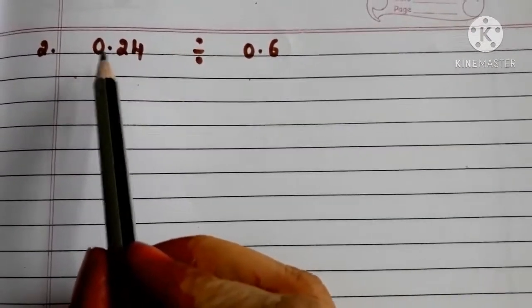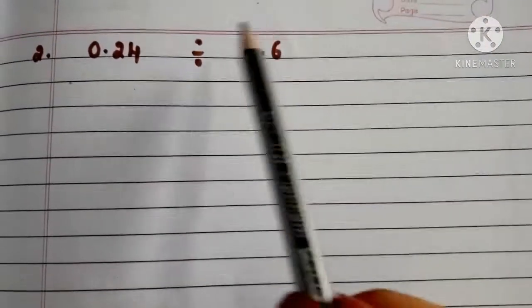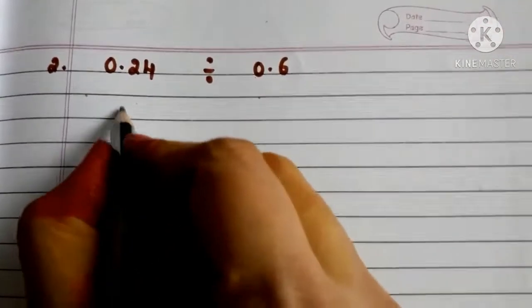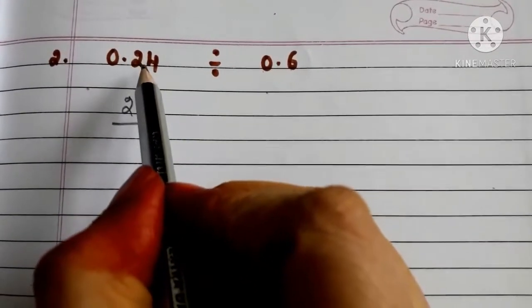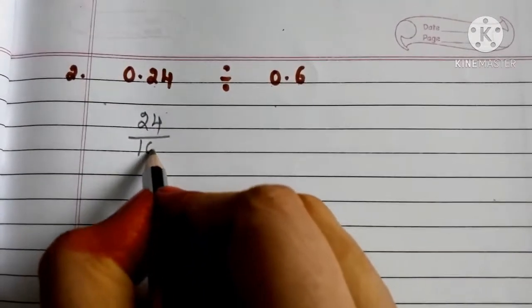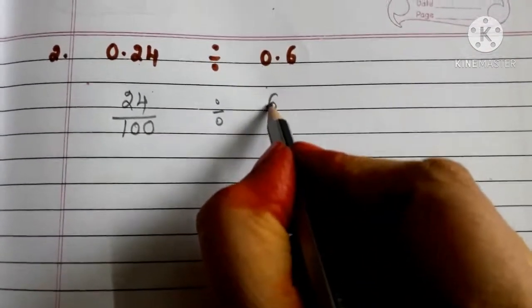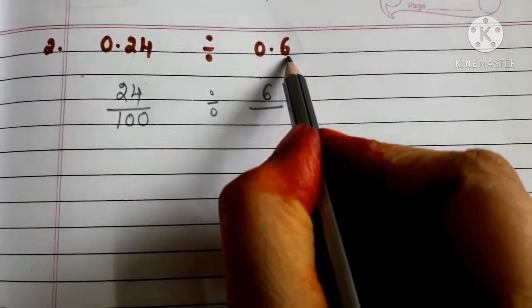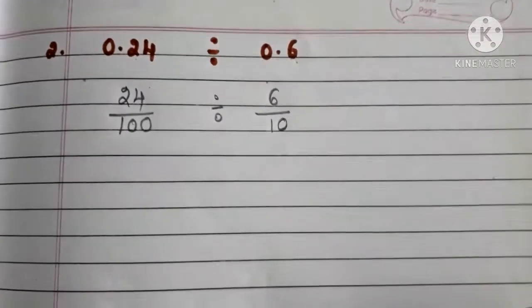Here we have 0.24 divided by 0.6. First, we have to convert the given decimals into fractions. See, 24 divided by decimal point after how many digits are there? Here 2 digits are there, right? So in the denominator we need to write 100. Okay, divided by 6 by decimal point after how many digits are there? Here only one digit is there, right? So we have to write 10 in the denominator.